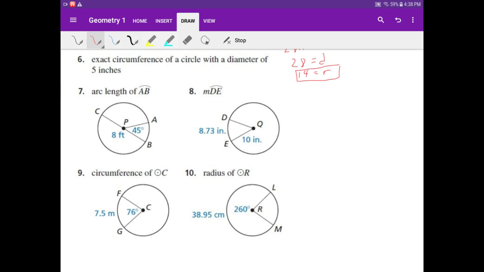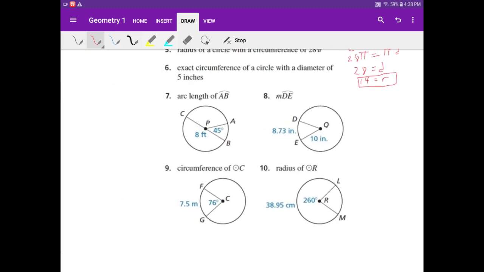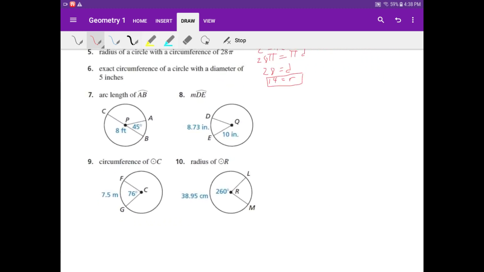I think the most common ones are going to be like 7. So let's look at 7 over here. With 7, it's going to be 45 over 360 times pi times 8. 45 over 360.